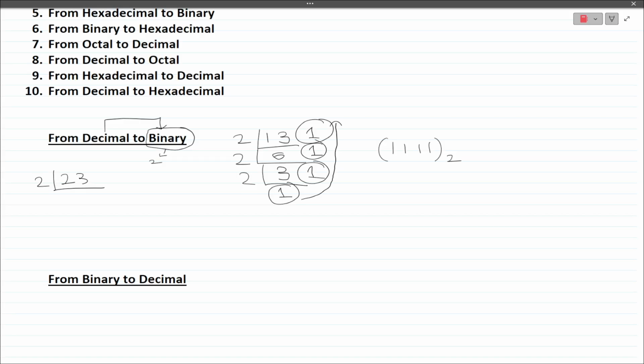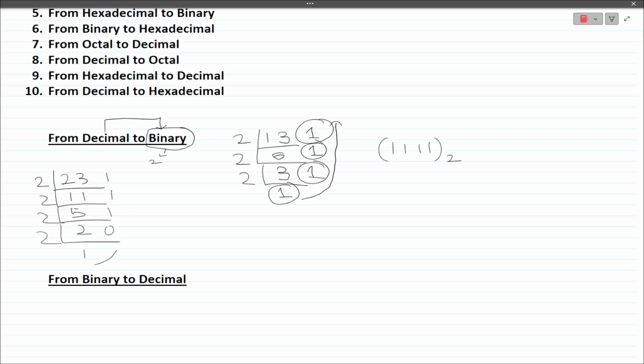Every time you will be dividing it by 2. 2 ones are 2, 2 twos are 4. So 2 twos are 4, remainder is 1. 2 fives are 10, remainder is 1. 2 twos are 4, remainder is 1. 2 ones are 2, remainder is 0.